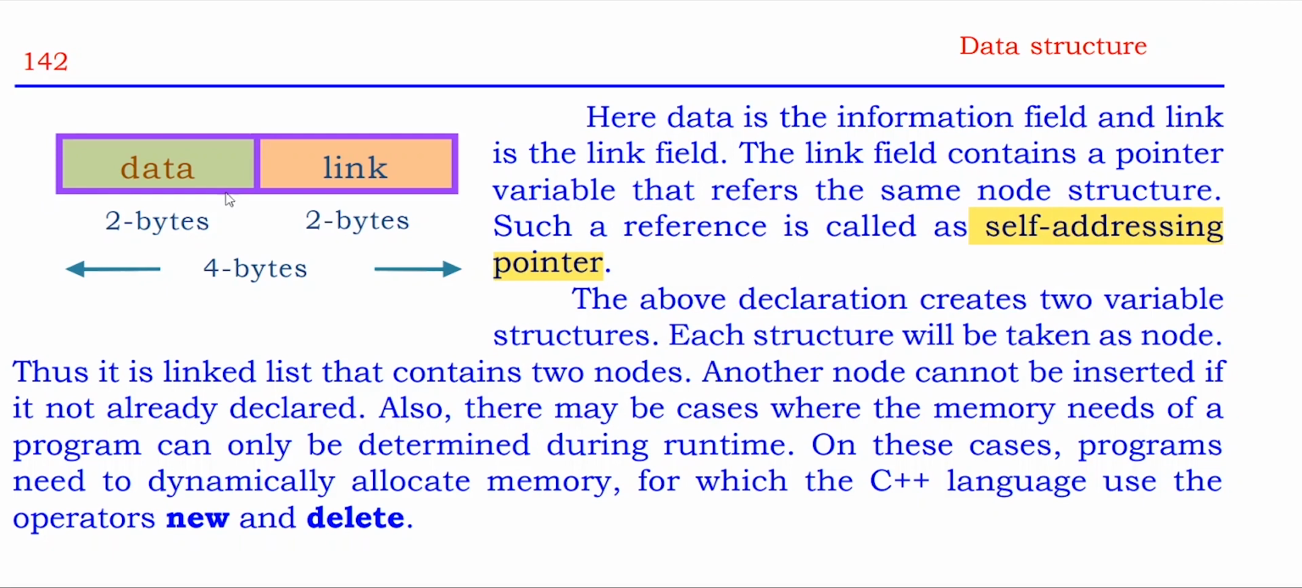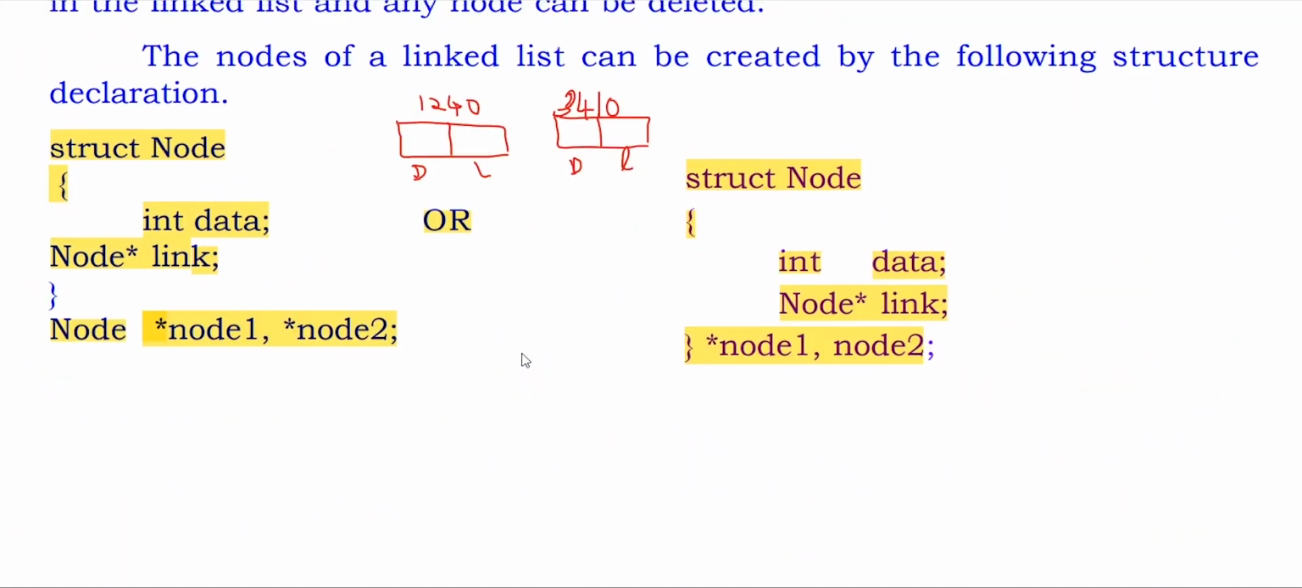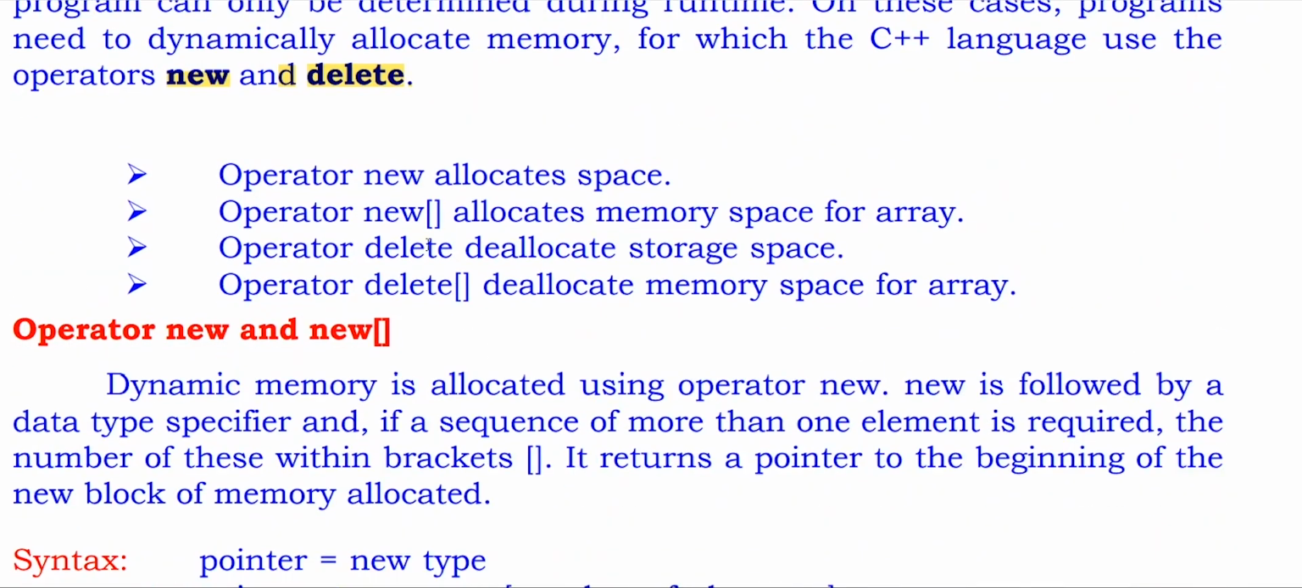The above declaration creates two structure variables. Each structure will be taken as a node. So that's a linked list that contains two nodes. Another node cannot be inserted if not already declared. There are also many cases when memory needs to be used only intermittently with a linear data structure. I think it's not important. I've already discussed this. We'll understand, no problem, so just go with this.